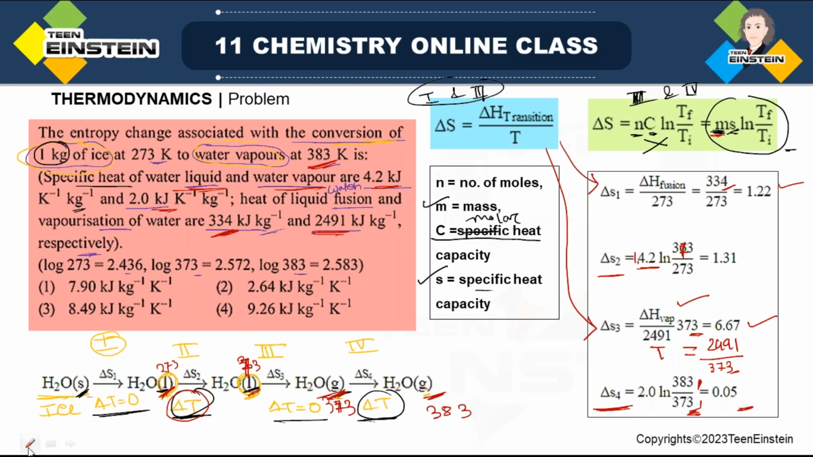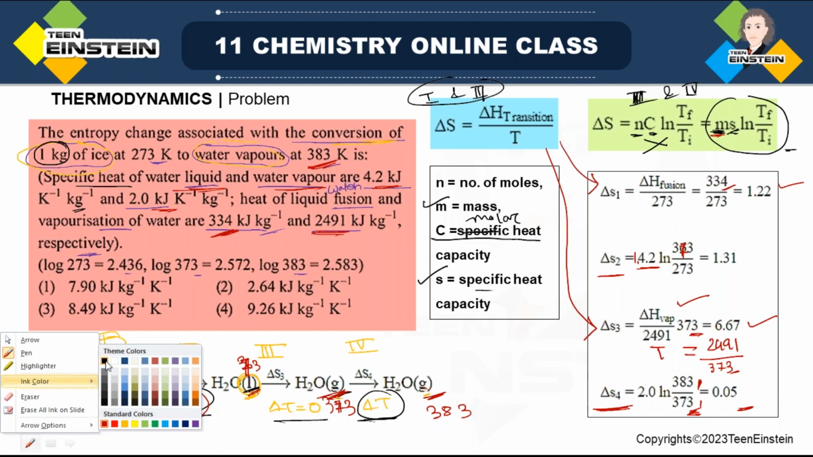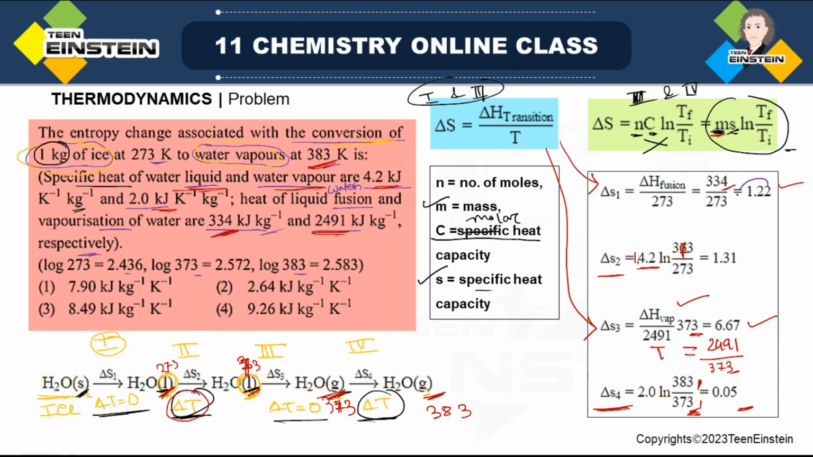Finally, what you have to do? Final step is, we have almost done everything. So you just have to add all these values. So if you add all these values, you will get this one, 9.26. Option 4 should be the correct option.